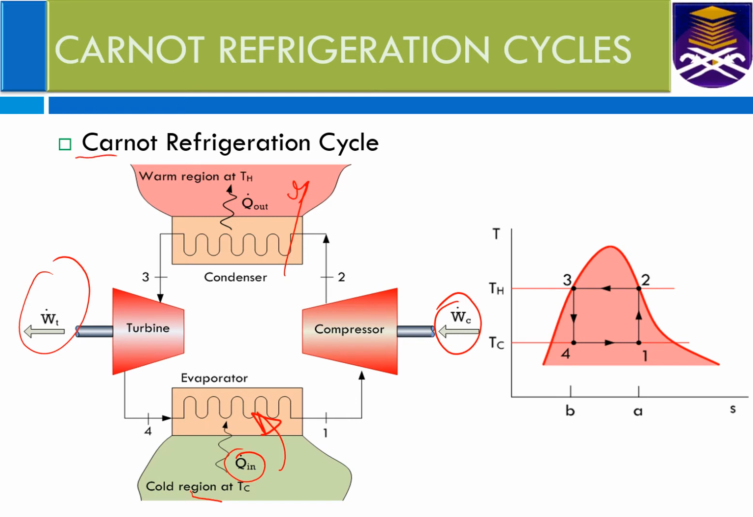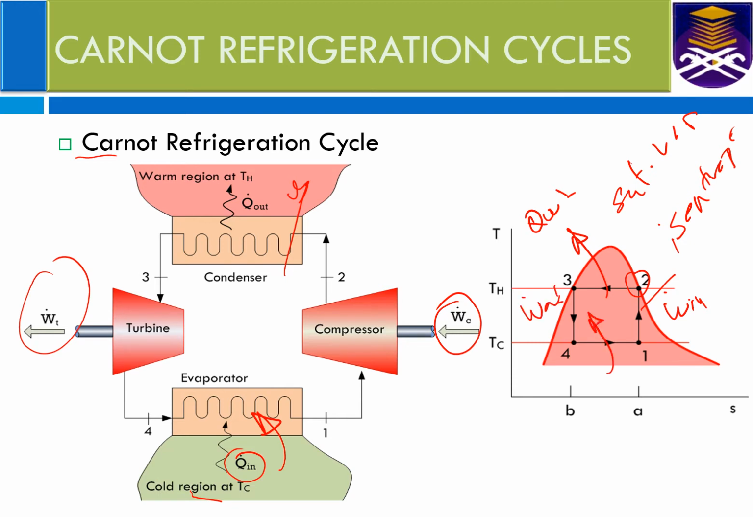The process in the compressor happens as an isentropic process, and it has to end up at the saturated vapor. And then for 2 to 3, which is Q out, this is a power input, this is a power output, and this is a Q in. So this is the reverse Carnot cycle for the refrigeration cycle.